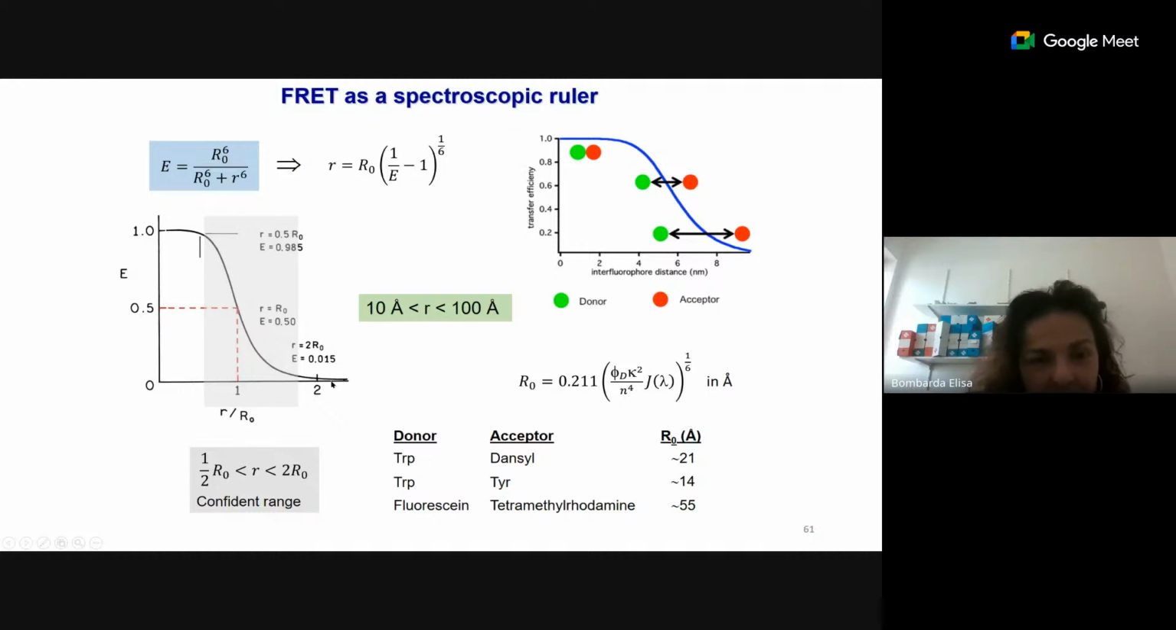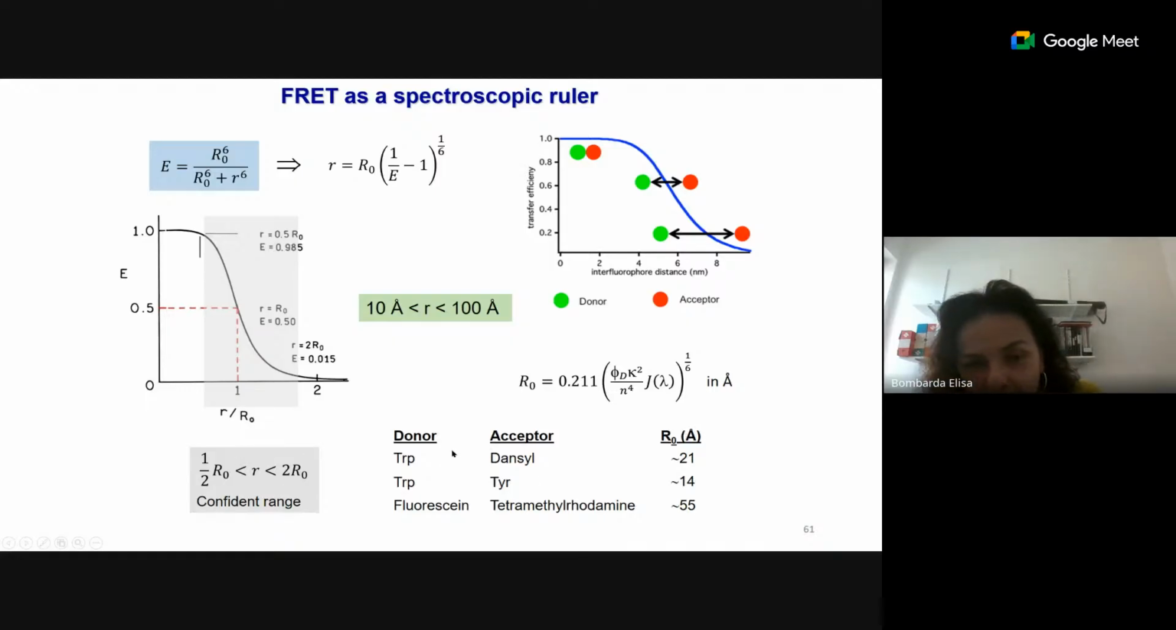So that means that a FRET pair has to be chosen in order to have an R0 that is in the range of the distance that we want to measure. So that is the confident range, practically.